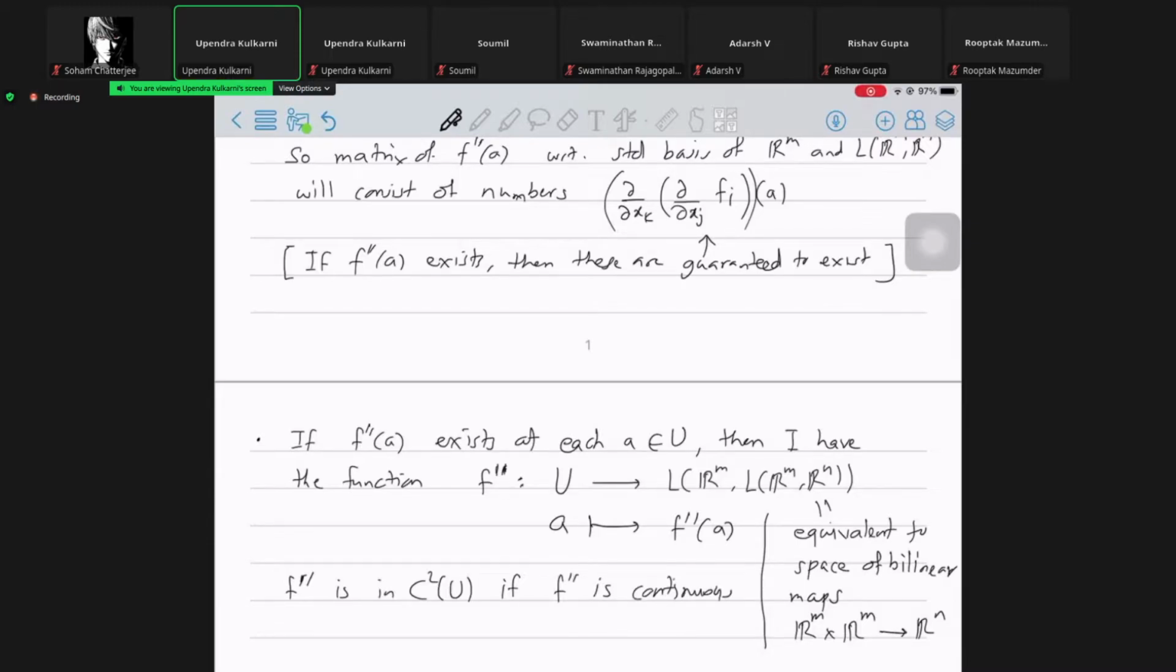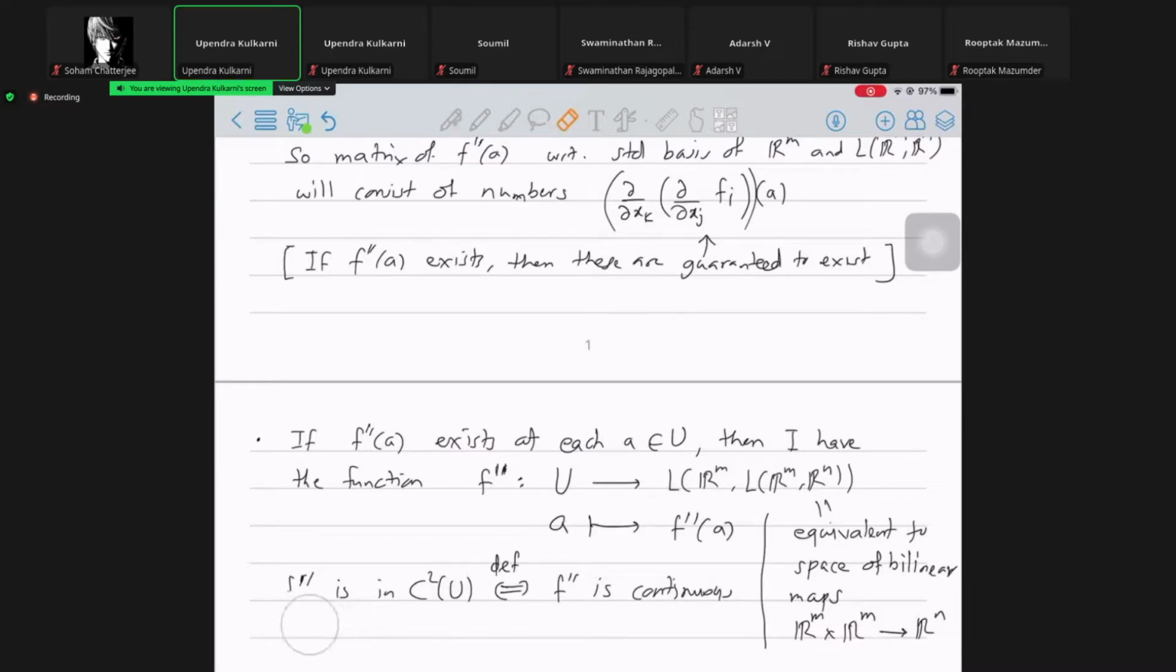So this is the definition: f double prime is continuous on all of U. And this will happen if and only if... so this is just the definition.